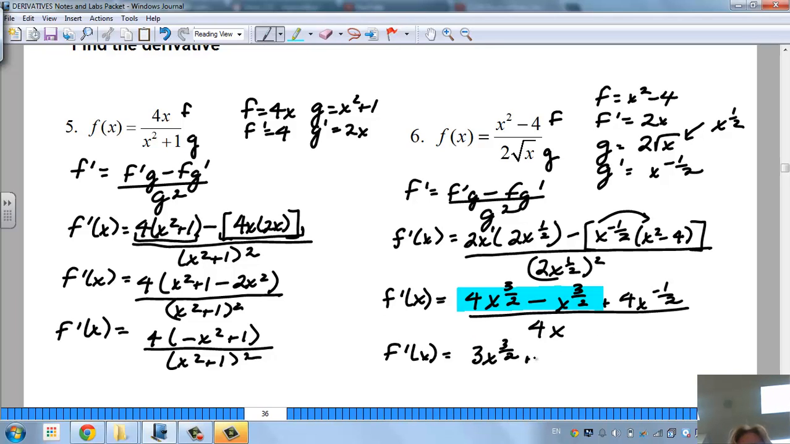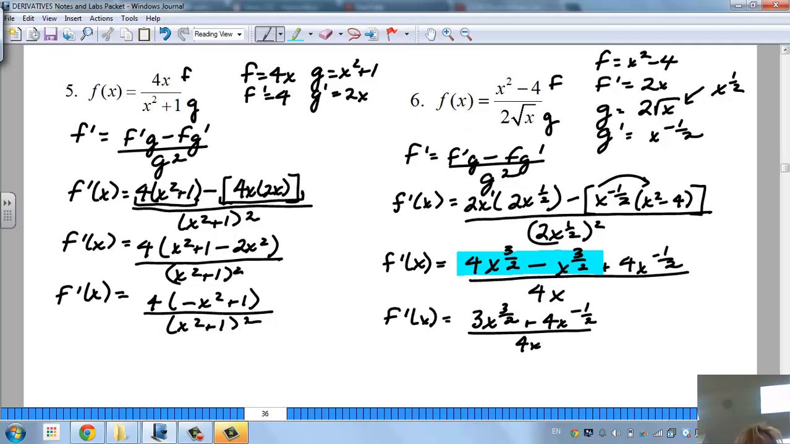Okay, plus 4x to the negative a half all over 4x. And you're like, what else can I do to this? Well, there's more you can do, because when you go to factor, I can factor some out. If I factor out of this, I can take out of these two terms. Think of it this way, this is a term and this is a term.